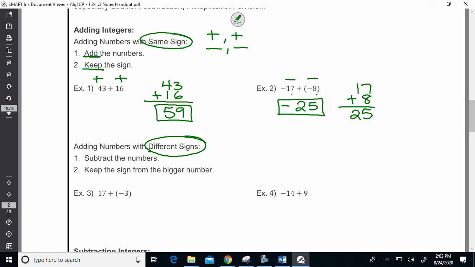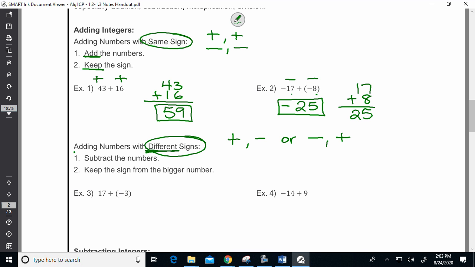That's if the signs are different. These two, the signs are the same, positive and positive, negative and negative. But when the signs are different, positive and negative, or negative and positive, now we subtract. So now we subtract. So I like that she asked that question. Always pay attention to those signs, because that's going to dictate what you do next.